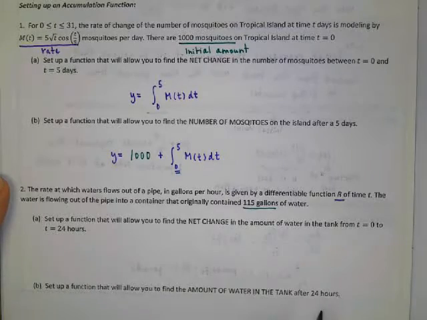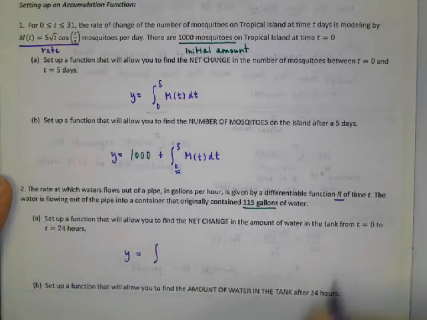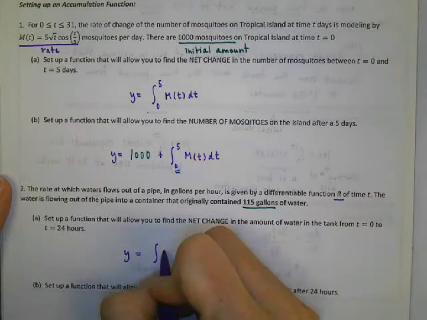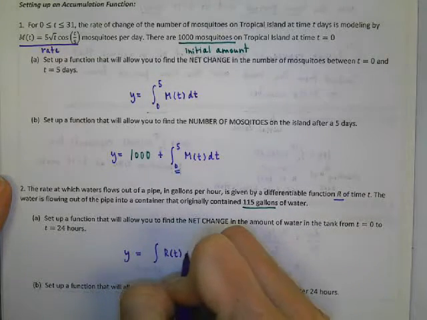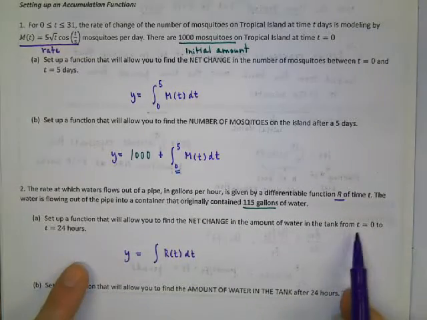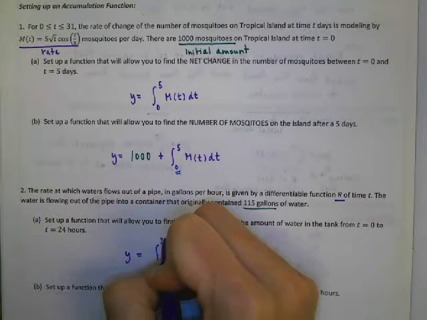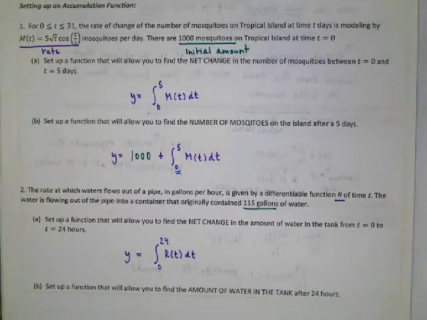Again, we said net change is given to us by integrating our rate function, which in this case is r of t. I have my dt on my integral, and now I need it from the time interval t equals 0 to t equals 24, so that's going to be from 0 to 24.